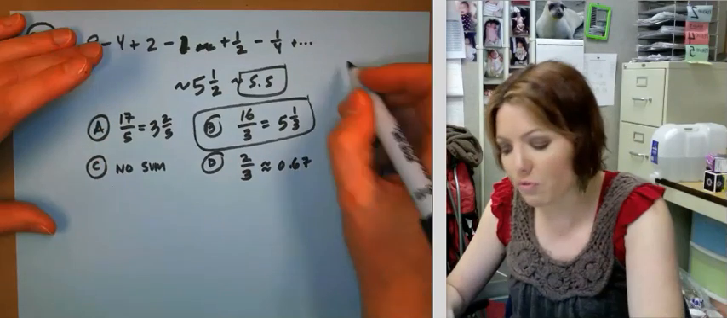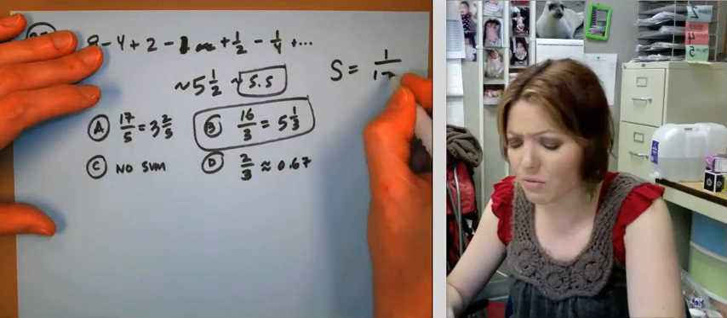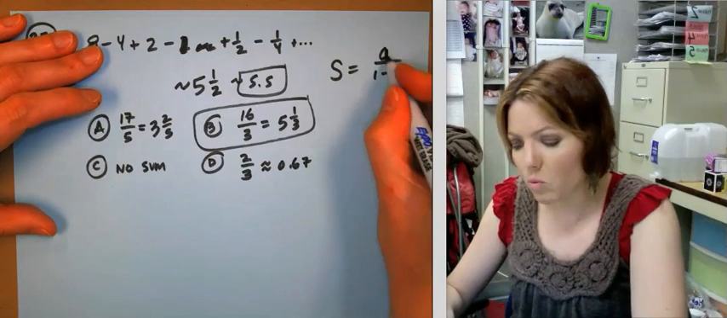Now, we also have a formula. I know for some of you really love formulas. A sub 1 over 1 minus r.